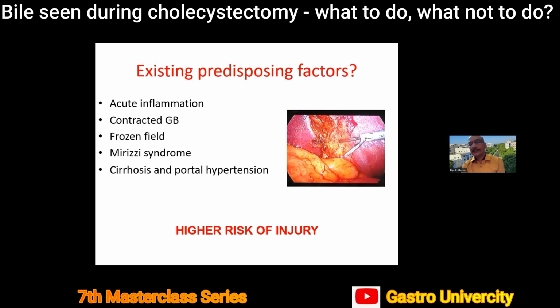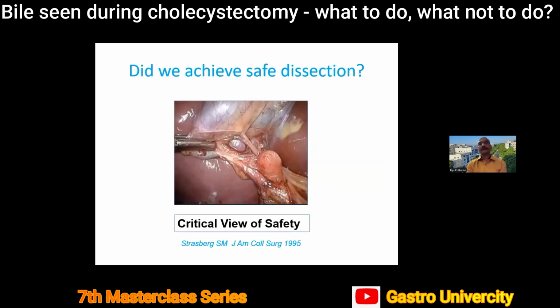So in these patients, when you see a bile leak, this bile leak has more importance than seeing a bile leak in a very simple or straightforward cholecystectomy, because here the chance of injury is more, and even if you see a drop of golden bile, that is usually a problematic area. That will usually end up in a bile duct injury later.